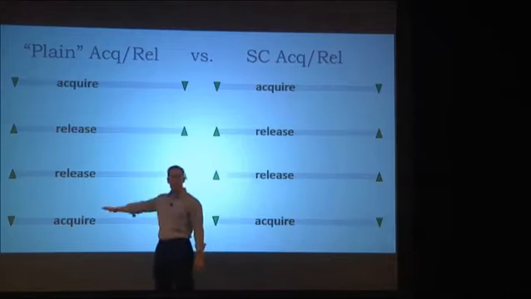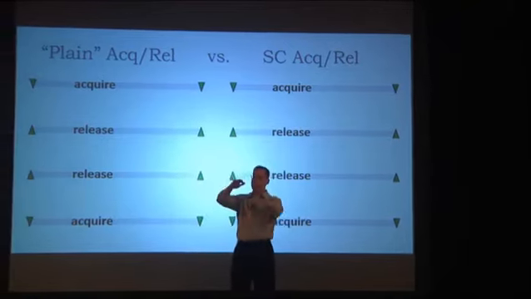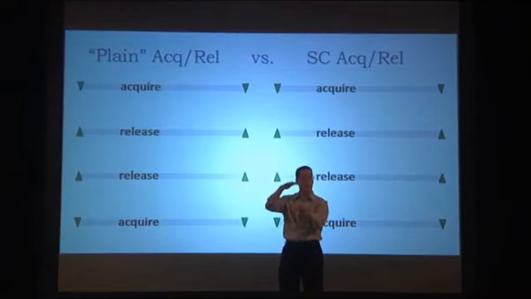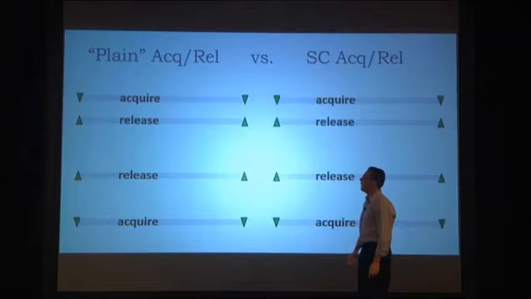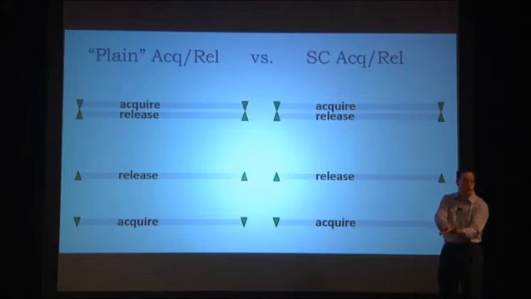Plain, ordinary acquire-release operates on the rules I just said. You can't move anything up across an acquire or down across a release. Now think about what this means about acquire-release pairs themselves. It means that I can't take an acquire-release and move them past each other, because they'd each be moving the wrong way. So this is all good so far.